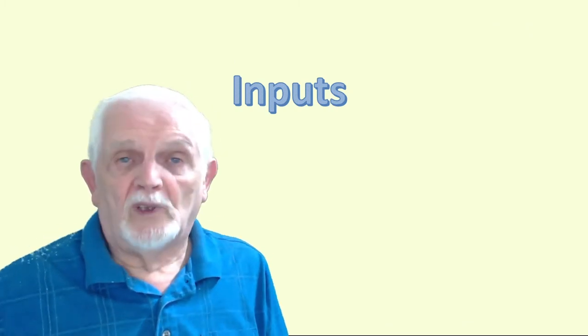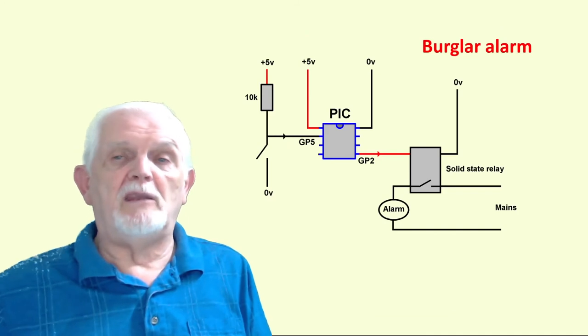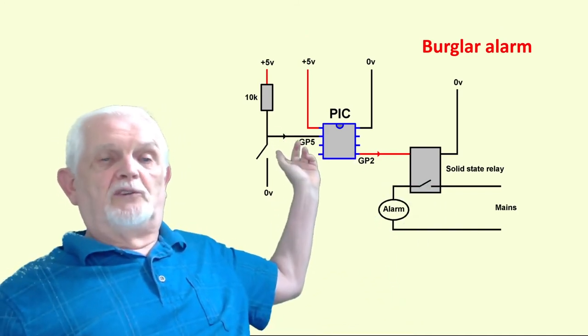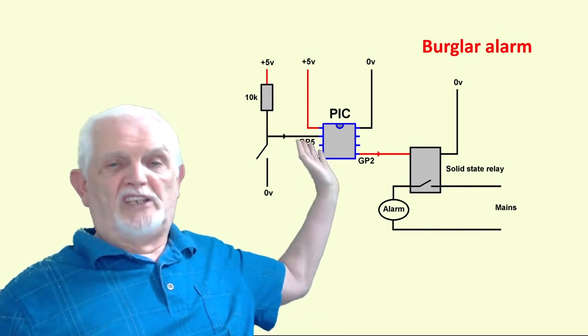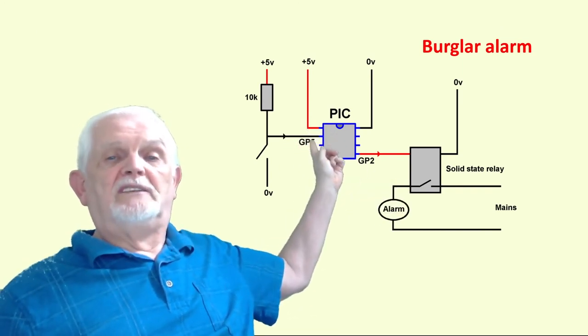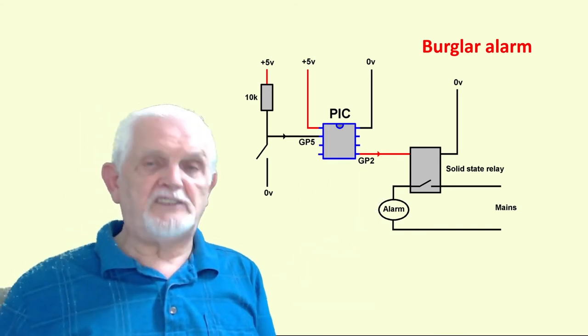Right, quickly, inputs. We can have digital inputs. This is a very basic burglar alarm. Somebody opens the door or stands on the pressure pad or whatever it is, and the alarm goes off. An input here decides the output there. So that's a digital input.